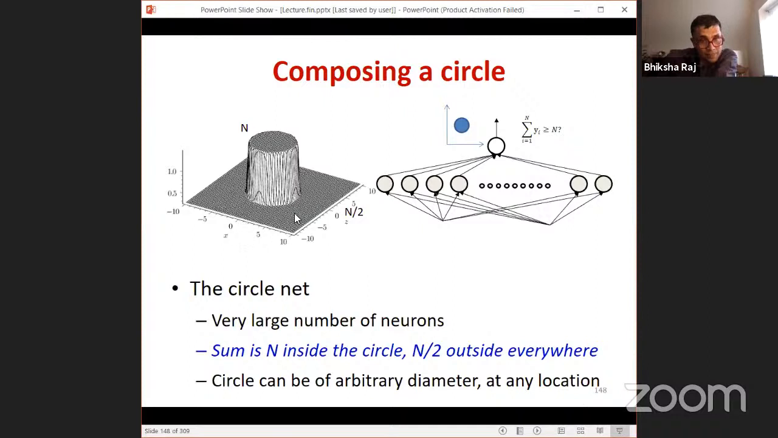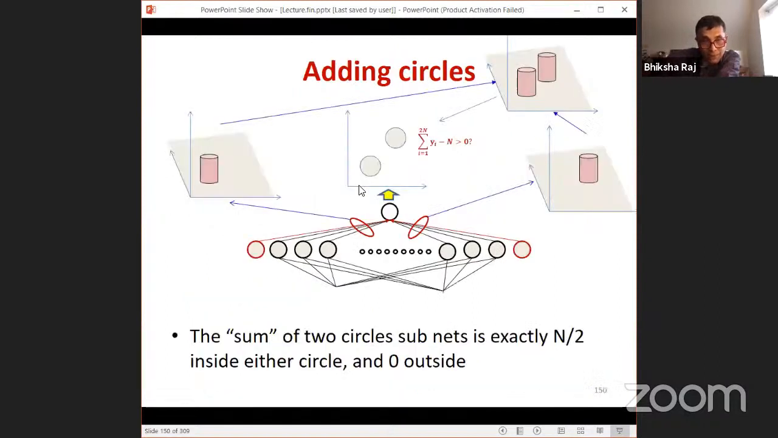N inside the cylinder, n over two outside. And if I add an n over two bias, it's going to become an almost perfect cylinder with n over two inside the cylinder and zero outside. So that's all I need, right?